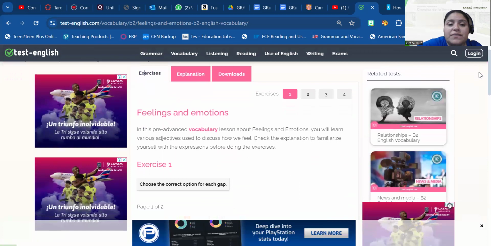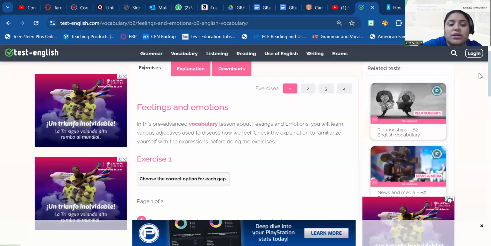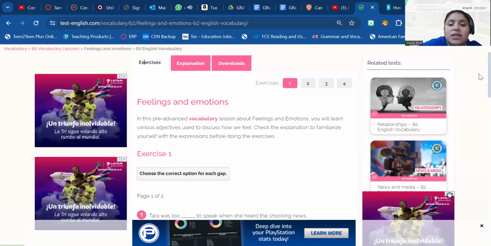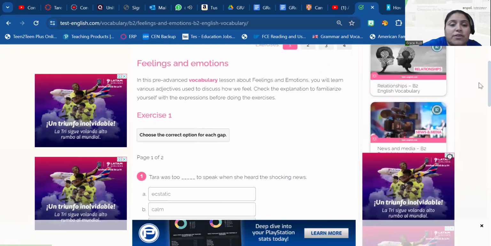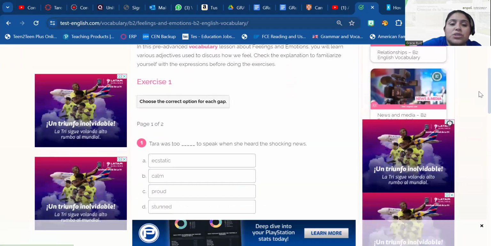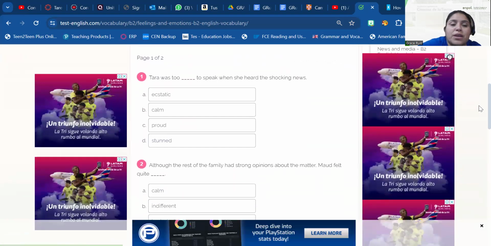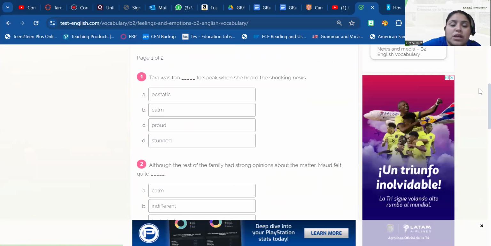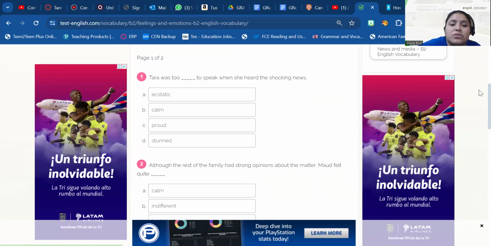So in this pre-advanced vocabulary lesson about feelings and emotions, you will learn various adjectives used to discuss how we feel. Check the explanation to familiarize yourself with the expressions before doing the exercises. Choose the correct option for each gap. Page 1 of 2. Tara was too to speak when she heard the shocking news. So there was some shocking news being shared. How do you think she was feeling? She was feeling ecstatic, calm, proud, or stunned.